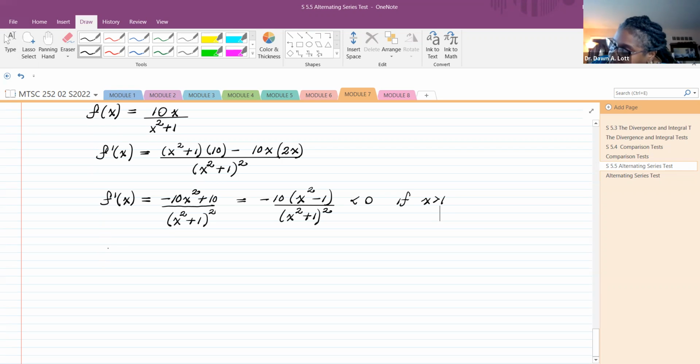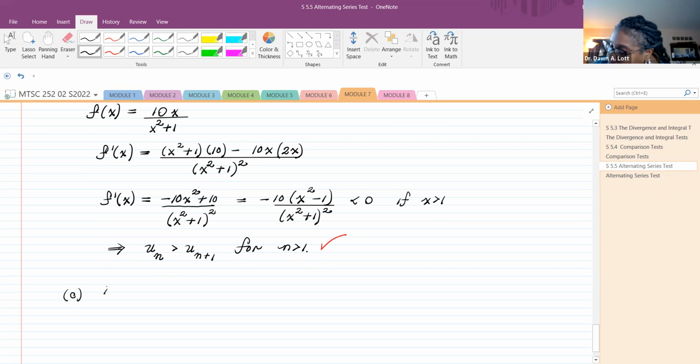So that means UN is bigger than UN plus 1 for n bigger than 1. And we're okay with that. That checks.